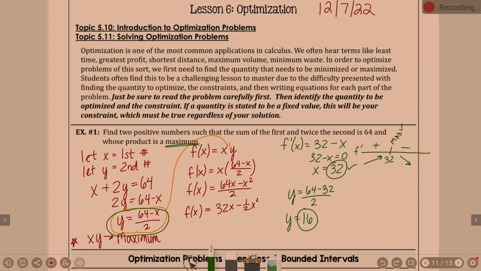Because my problem asked me to find two positive numbers such that the sum was such and the product was such. And so 32 is one of those two positive numbers. But if you recall, it was x and y to find this maximum. And so we found x. The connection between x and y is that equation there. Okay? So I'm just going to write here that my numbers are 32 and 16.